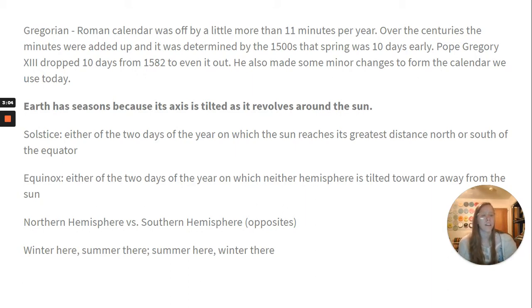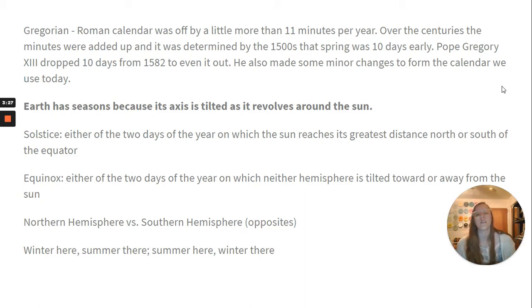So it'll also be on your assignment, picking out which calendar is one of the 3 options. Only one of those is listed, but I give you some other options to pick from too. So next, Earth has seasons because its axis is tilted as it revolves around the sun.